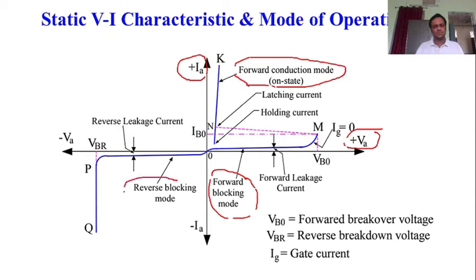and reverse blocking mode. So starting from the reverse blocking mode, when your anode of this device is connected to the negative terminal of the battery and cathode is connected to the positive terminal of the battery, then your SCR is working under the reverse blocking mode. It can block the reverse voltage, but it cannot conduct in the reverse direction. Under the reverse blocking mode, a very minute current, which is known as reverse leakage current, is flowing, of the order of microampere to milliampere, which can be neglected.